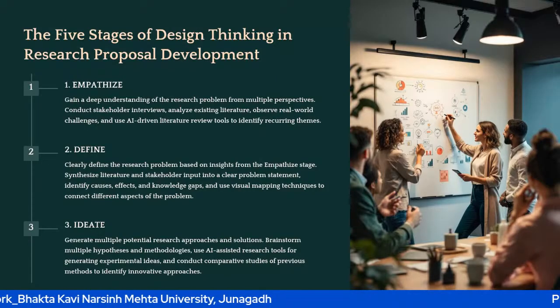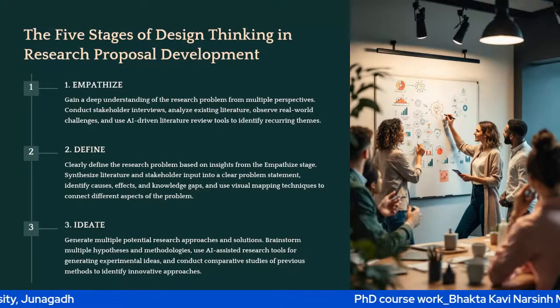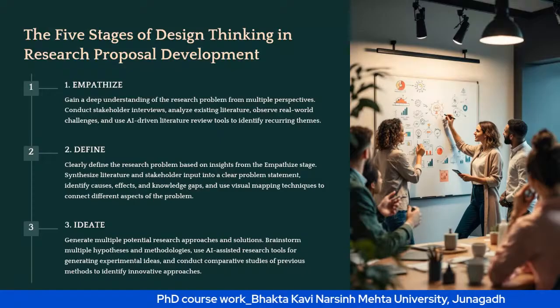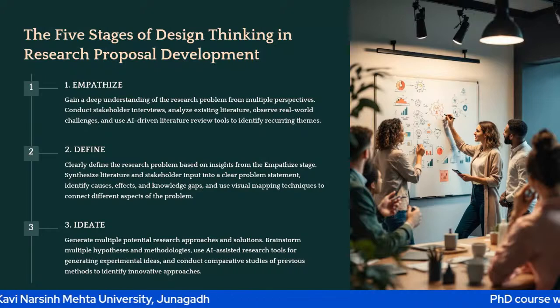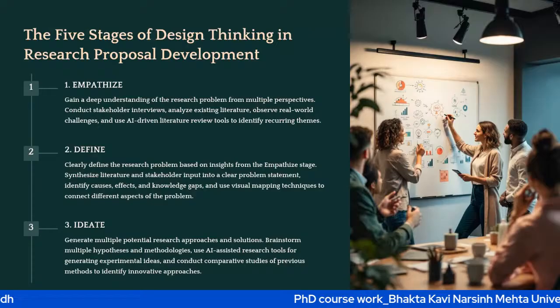After defining the research problem, you go to the third part, known as generate, where you generate multiple potential research approaches. For that, you can utilize brainstorming, or you can use the multiple hypothesis research methodology. We'll see some examples of how AI can be utilized for that. Basically, that is a process where, to solve one problem, you find many different kinds of solutions.